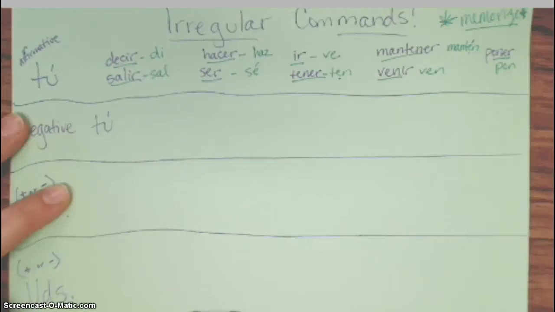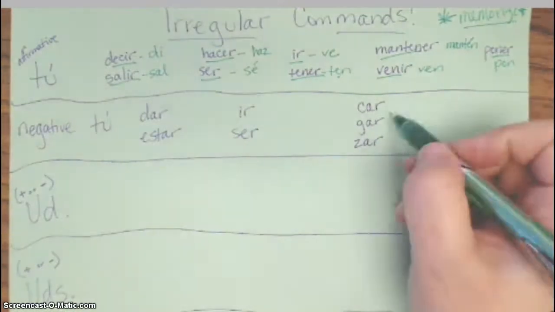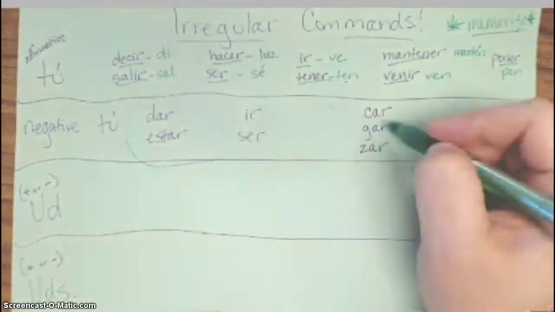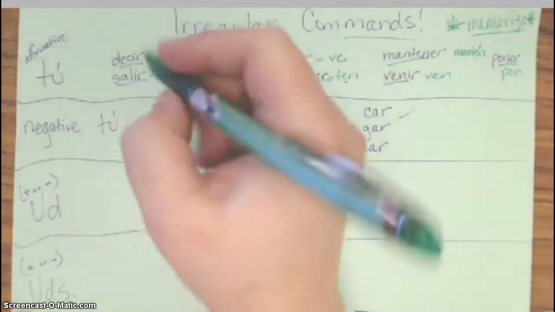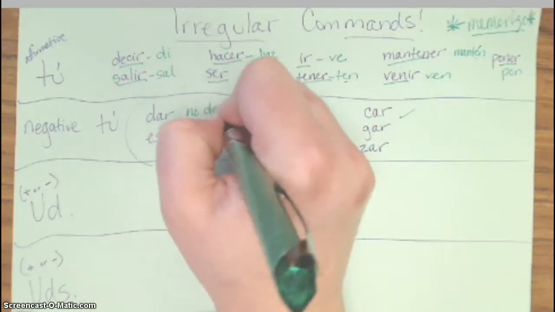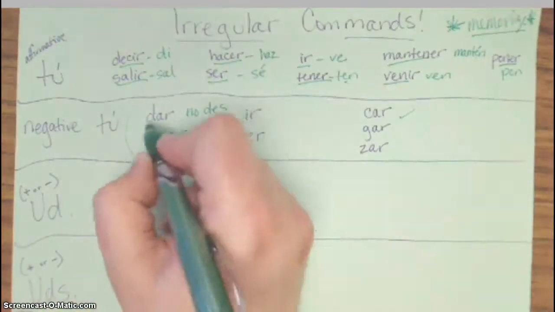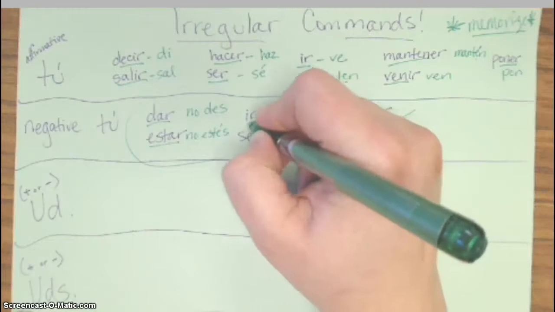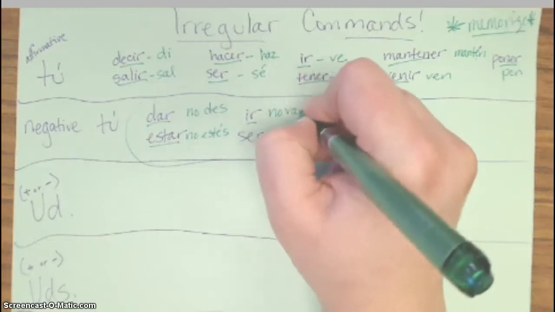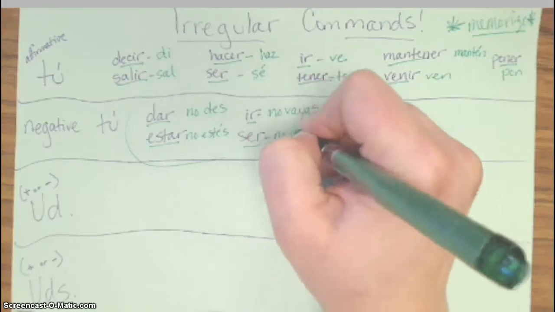Okay, so those are my irregular affirmative tú commands. All right, so my negative irregular tú commands, there's only really 4 of them, but you need to keep this stuff in mind too. So dar becomes no des. Estar becomes no estés, and that does get an accent. It will always get an accent its whole life. Ir becomes no vayas, and ser becomes no seas.